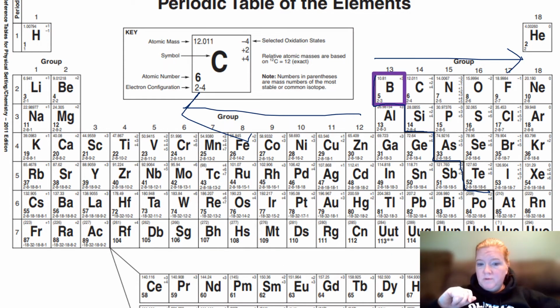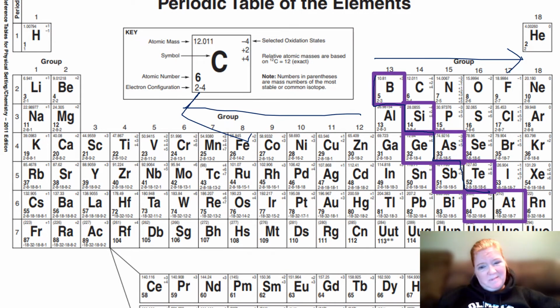So boron is the first one that's touching the staircase. Now, aluminum right here, it is touching the staircase, but it is not a metalloid. So please remember that. Silicon, yes, it is a metalloid and touching the staircase. Germanium, arsenic, antimony, tellurium, yes. Now, these two, remember, sometimes we count them and sometimes we don't.